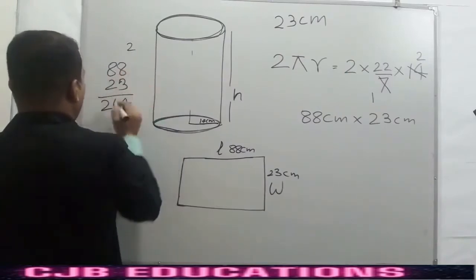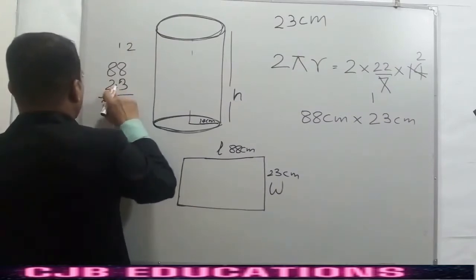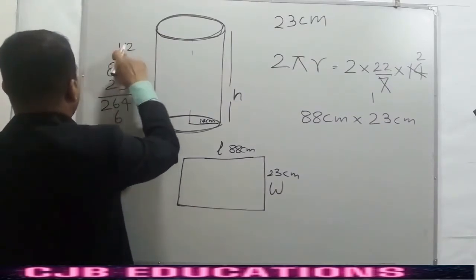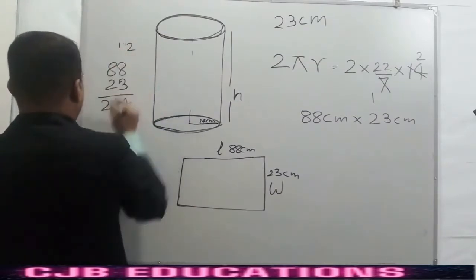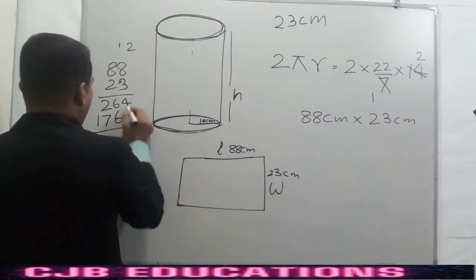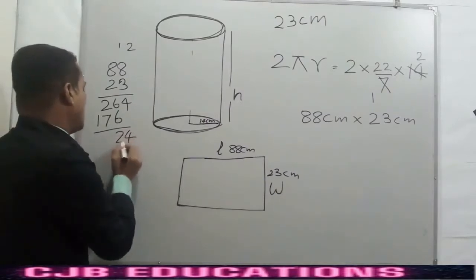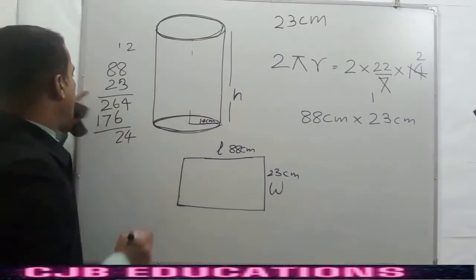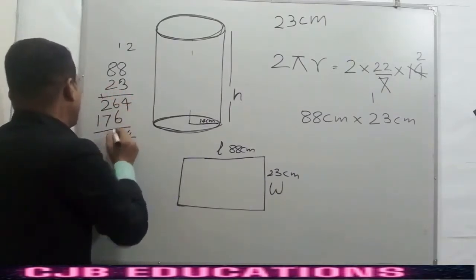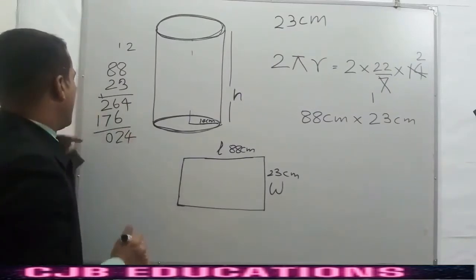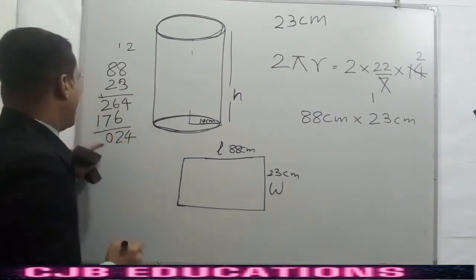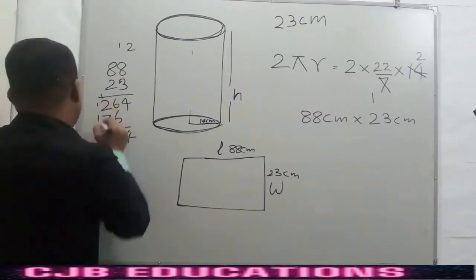Then 2 times 8, 16. Put 6 here and 1 here. 2 times 8 again 16. 16 plus 1, 17. Then 4, 6 plus 6, 12, 2. Then 1 is here and 10. 1, 2 and 7 sum 10. This 1 is here and 2.